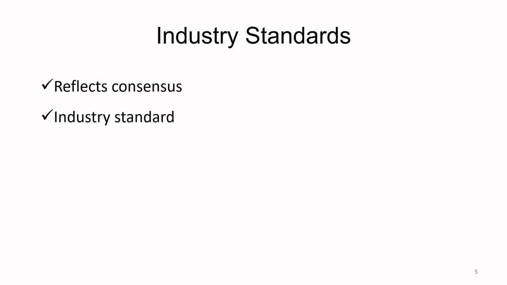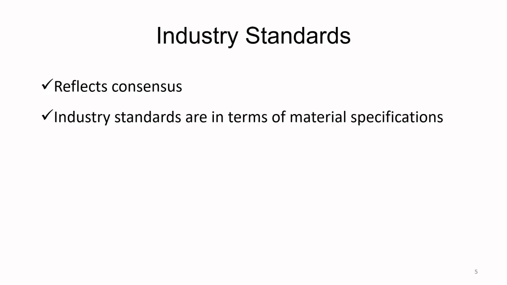If you look at the industry standards, it reflects consensus. It is such a standard which is used by the entire industry, so it reflects consensus of the players in the industry. Industry standards are in terms of material specification. Like we say, 40s is poplin, 60s is cambric, 80s is voile, or we have polyester georgettes or chiffons. So we call them a certain name. That is an industry standard.